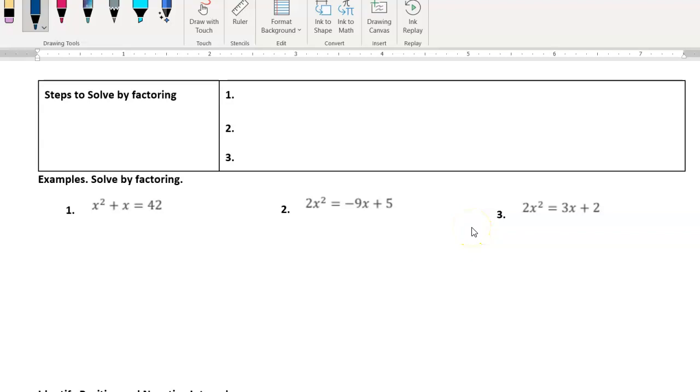All right, in this video, we're going to be looking at a couple things. The first thing we're going to do is look at how to solve a polynomial by factoring. There's basically three steps. The first step is we're going to get it in standard form, or we can say get it equal to 0. So standard form equal to 0. The second step is we're going to factor it. And the last step is we're going to set each factor equal to 0 and solve it.